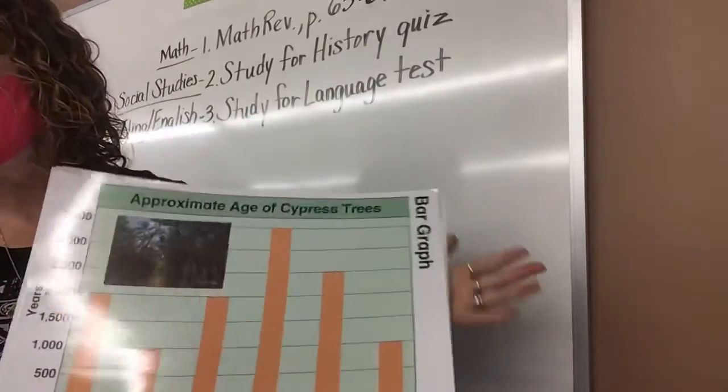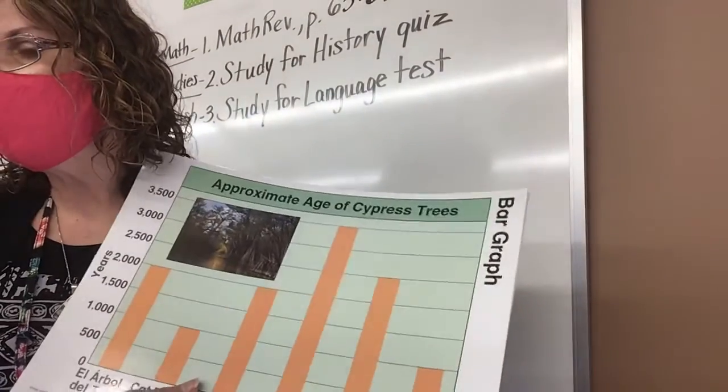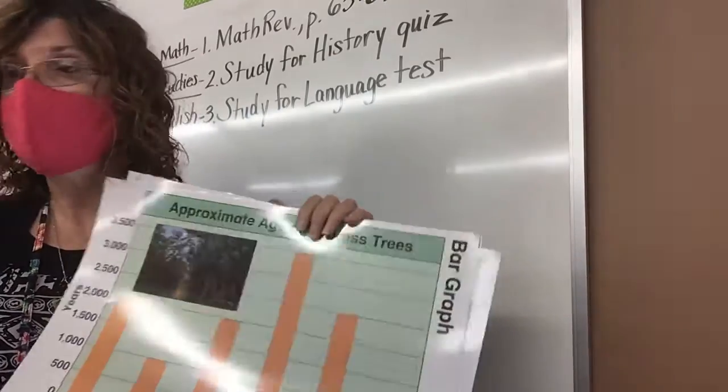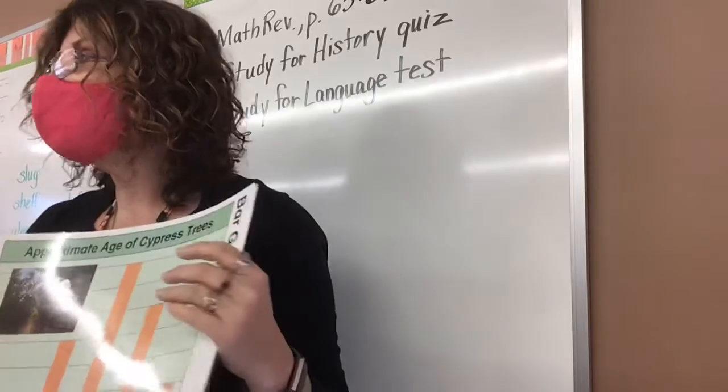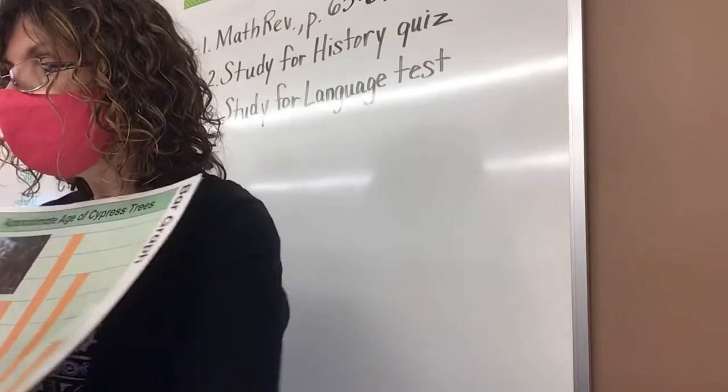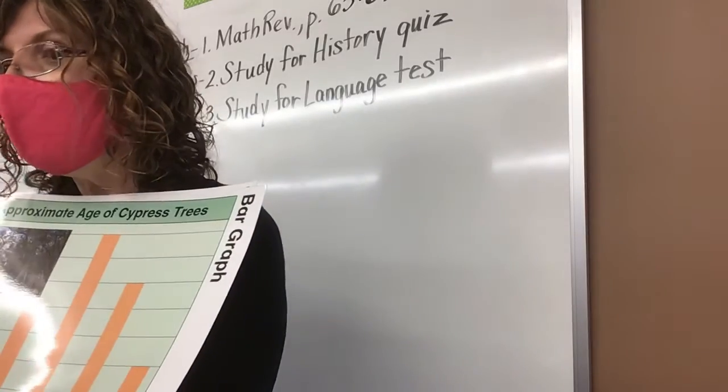Today's math paper is Worktext page 65 and 66, and I'm sending home 63 and 64 with you for homework. Now, what we're doing today is called a circle graph. This will not be on the test. The test will be on Friday.